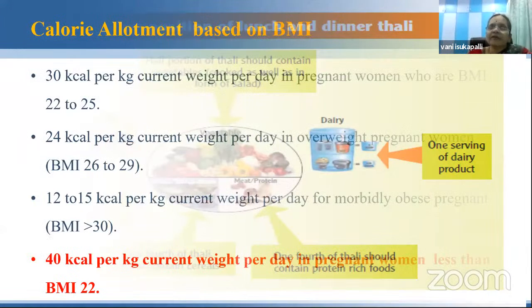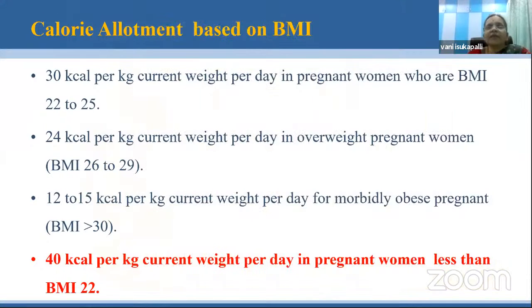The calorie allotment for a GDM pregnant woman is based on the BMI. So normally, if the BMI is less than 42, we can allow 40 kilocalories per kg per day. But if the woman is morbidly obese to the extent of BMI more than 30, then it becomes 12 to 15 kilocalories per kg. So always understand that the calorie allotment is not static for all women. It is tailor-made for individual patients based on their body mass index.